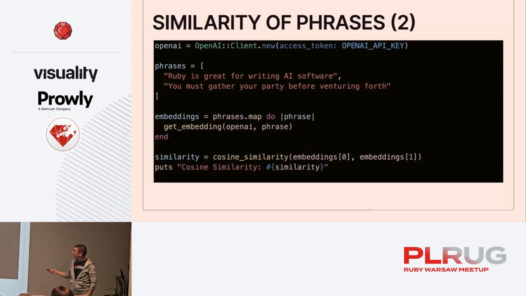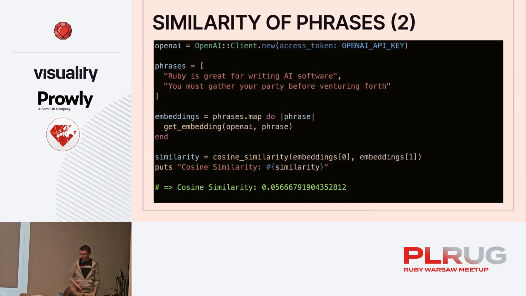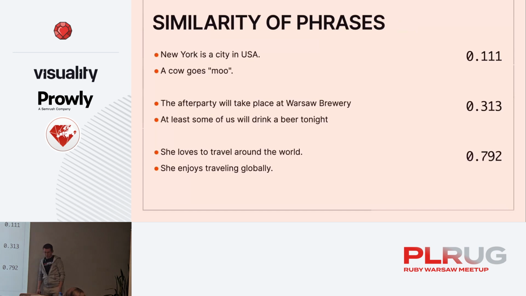We have "Ruby is great for writing software," and something that I borrowed from my fellow colleague who has prepared a presentation about parties: "You must gather your party before venturing forth." If we compare them, we can just get the embeddings of each, calculate cosine similarity, and well, it turns out that they are not similar at all. Who would have known? Because this is a number between 0 and 1, it's quite low. Let's check some other examples.